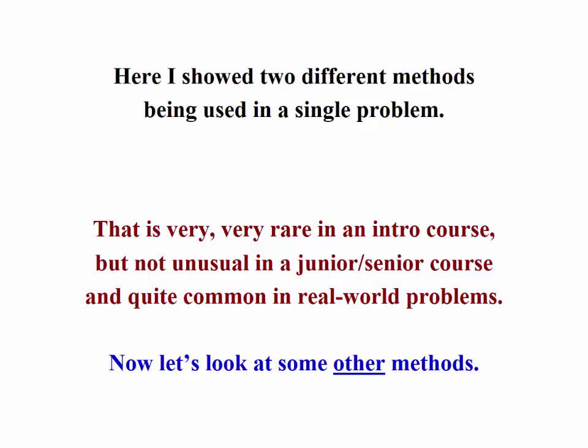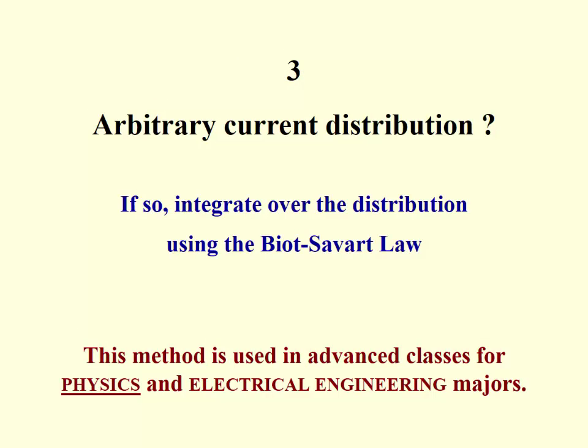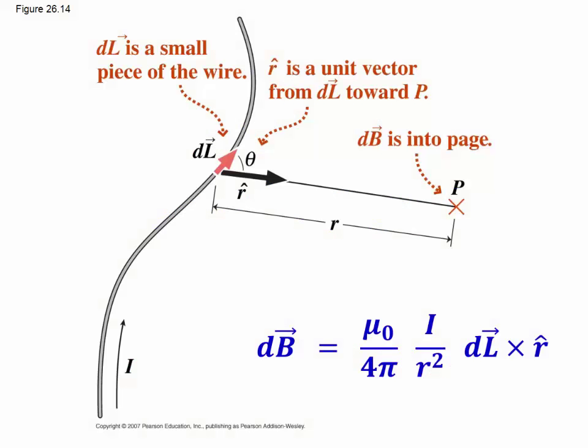Okay, now I want to move on to some other methods which in general you're not as responsible for in this course because they use methods from particularly Calc 3 that most of you are either taking at the same time as this class. If we have an arbitrary current distribution, we can solve the problem by integrating over the distribution using something called the Biot-Savart law. This is a little bit like what we did with electric charges, but when we've got electric currents, it's a lot more tricky because the problem involves cross products. This is a method you'll find in advanced classes for physics and engineering majors, specifically electrical engineering majors.